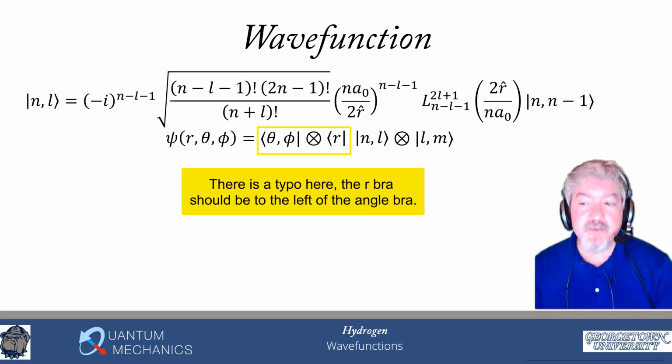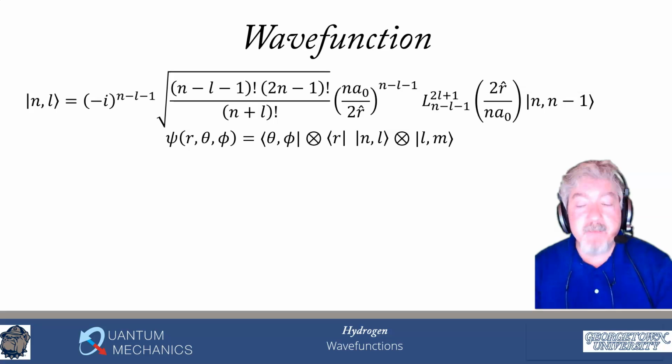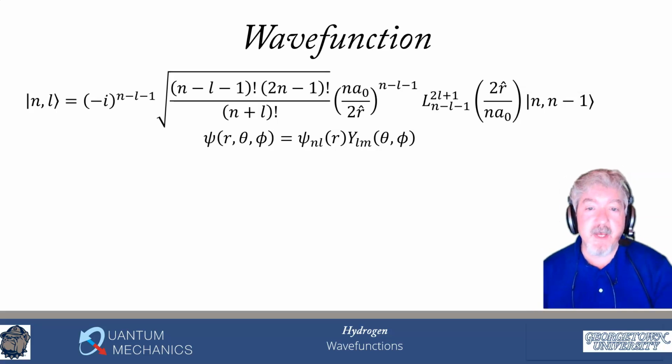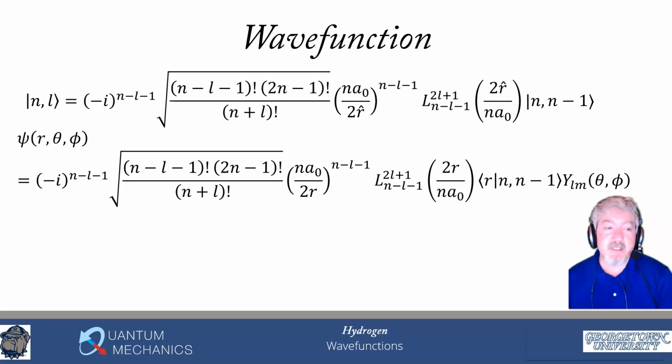The r bra goes with the NL state, and the theta phi goes with the LM state. Remember the overlap of theta phi with LM, that's the spherical harmonic, Y_LM of theta phi, so that's easy to work with. The r overlap with the NL, that's the radial wave function that we're trying to calculate. So let's go ahead and do that. We can express it in the more standard form, psi_NL of r and Y_LM of theta phi. Let's focus on the psi_NL of r.